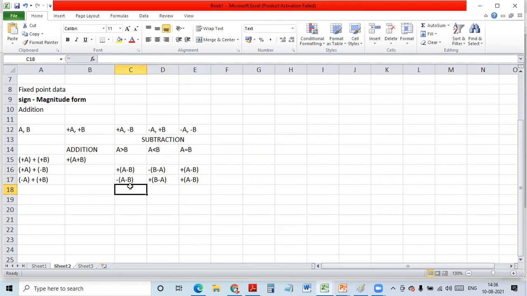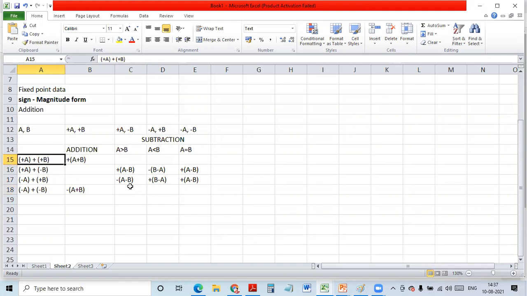Clear? And the last case, minus of a and plus minus of b. So what is the operation? Both have negative sign. The operation is minus of a plus b. So here it performs addition, not subtraction. Okay. So these are the four possible data items that may come for addition.